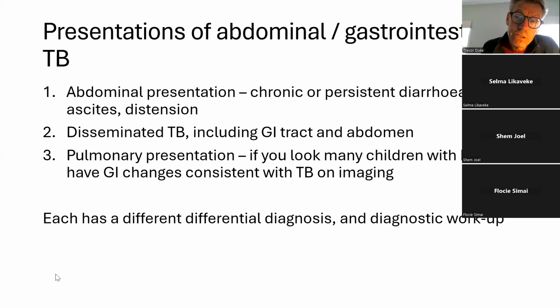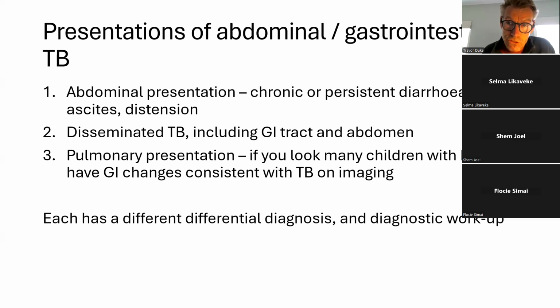three different clinical scenarios, whether it's just abdominal TB, whether it's a form of disseminated TB, or whether it's just pulmonary TB where they've got some gastrointestinal tract manifestations, has a differential diagnosis, and each one has a unique diagnostic workup. The diagnostic workup for pulmonary TB is a little bit different to that for just abdominal TB, and it's a bit different again if you're working up a child who's got evidence of multisystem TB or disseminated TB. So we need to think about the diagnostic workup for all of those scenarios.